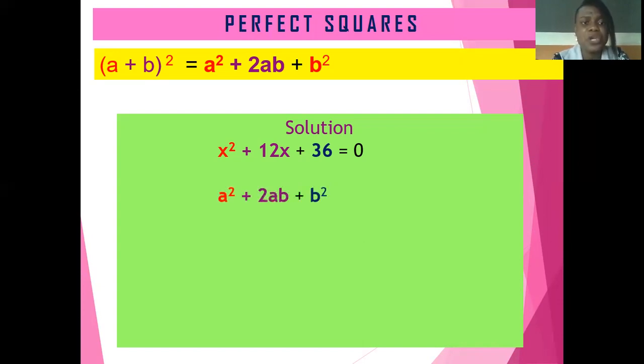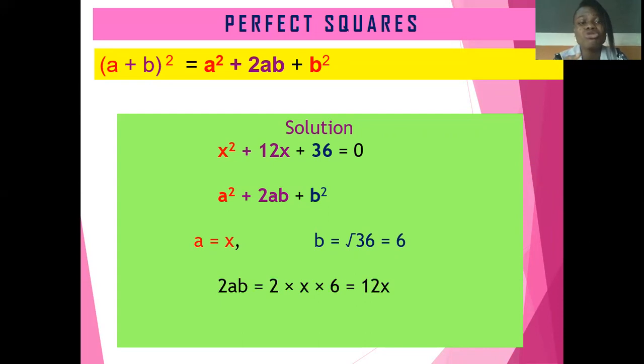Now, if we compare, we can see that a and x are going to be equal. So a equals to x. Then b, if we're comparing b squared to 36, it means b is the square root of 36. Okay, so b is 6, right? Now, if we want to derive 2ab, since we said our a is x and our b is 6, our 2ab in this case is going to be 2 times x times 6. Okay, that will give us 12x.